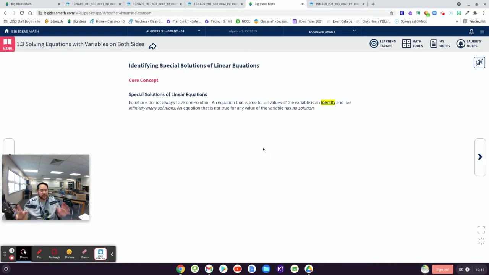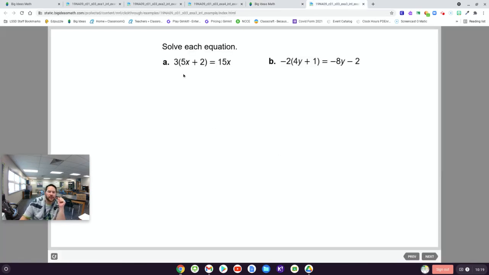So we're going to go through those examples when you have infinitely many solutions and when you don't have any solutions at all. So for this first one, we're just going to talk about A right now. We have 3 parentheses 5x plus 2 in parentheses equals 15x. So do this on scratch paper right now and see what happens. We'll go through it now.